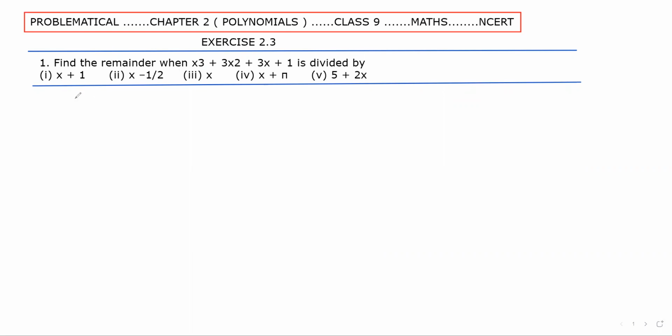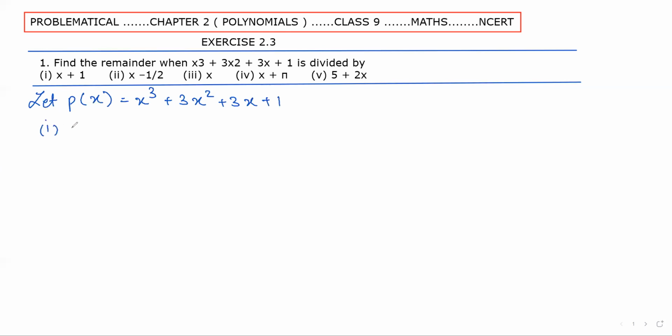We won't actually divide your given polynomial by x plus 1 using the actual division method. Instead, we'll equate x plus 1 with 0, get the value of x, and place that value of x in this polynomial. Whatever value we get is your remainder. For all the parts in common, let p of x is equal to x cubed plus 3x squared plus 3x plus 1.